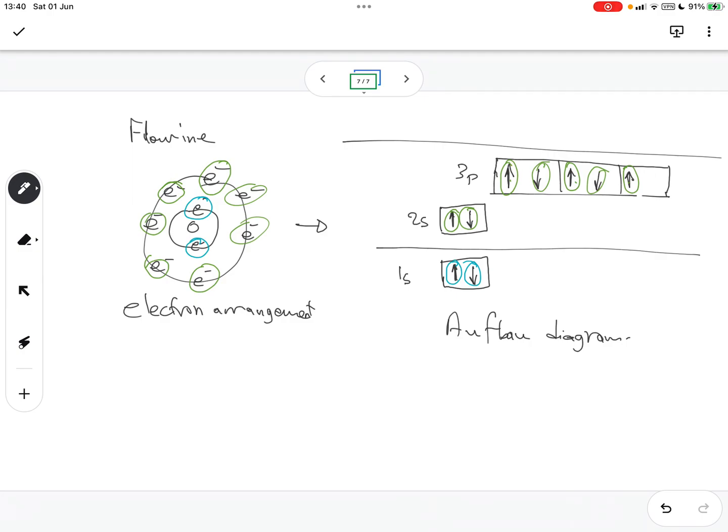Okay, and then the last important thing about this Aufbau diagram is that when we write the electron configuration, we will say it's 1s, there are 2 electrons, 2s, there are 2 electrons, and 2p, which has 5 electrons. So fluorine has an electron configuration of 1s2, 2s2, and 2p5.